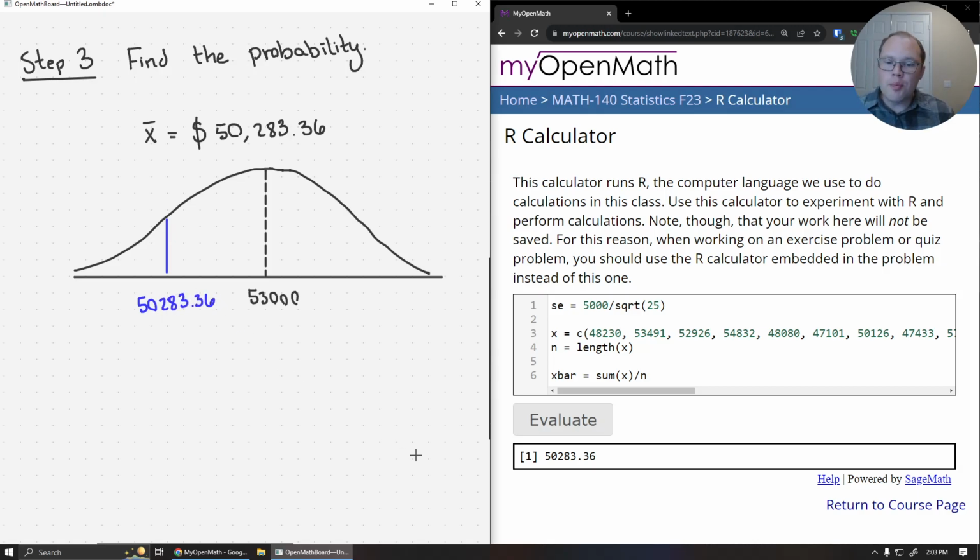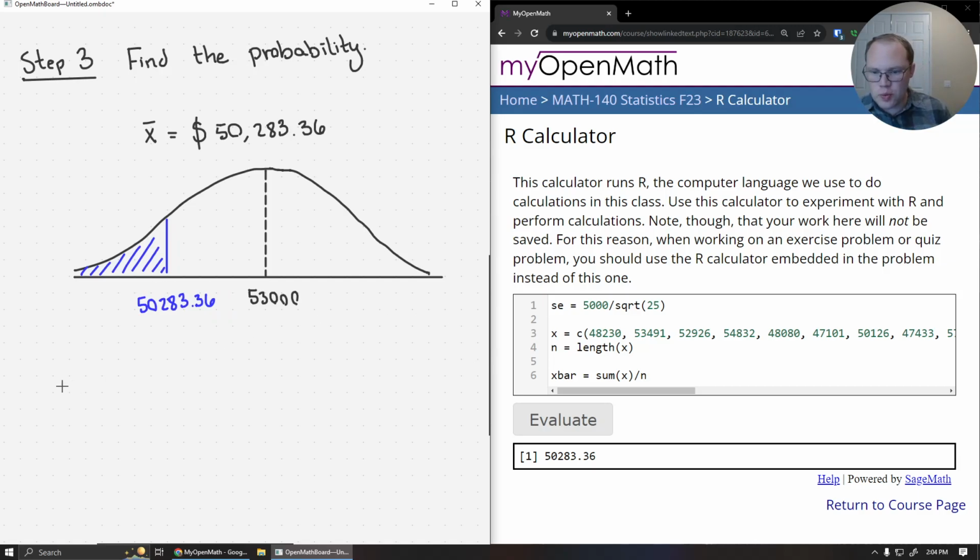$50,283.36. So the probability we want to calculate is the probability that from a randomly selected sample, we would get a sample mean further from the claimed population mean than the sample mean we actually got. We want to calculate the probability corresponding to this area, because any data value over here is going to be further away from the population mean the company claims than the sample mean we actually got. So this would actually be a worse result, okay?